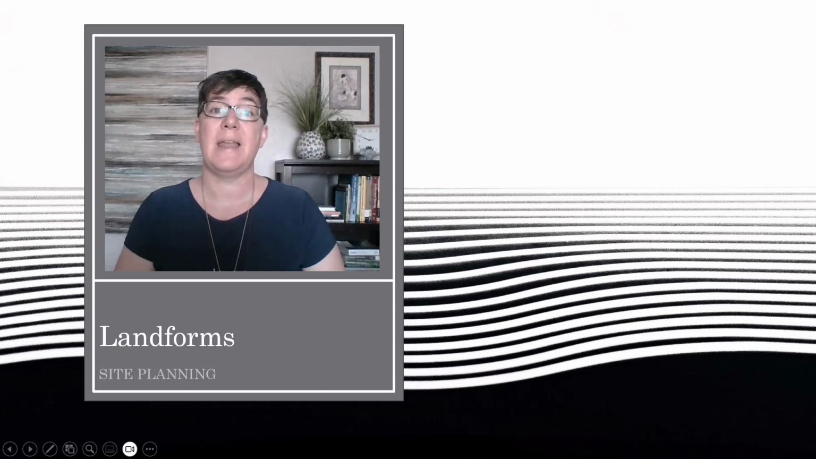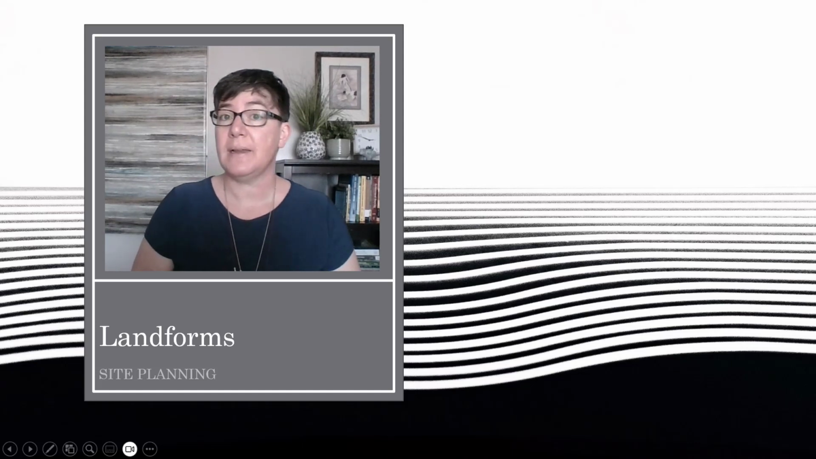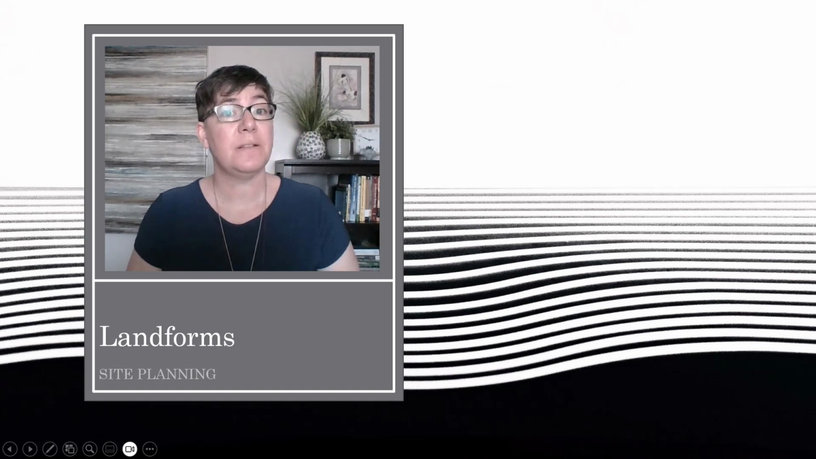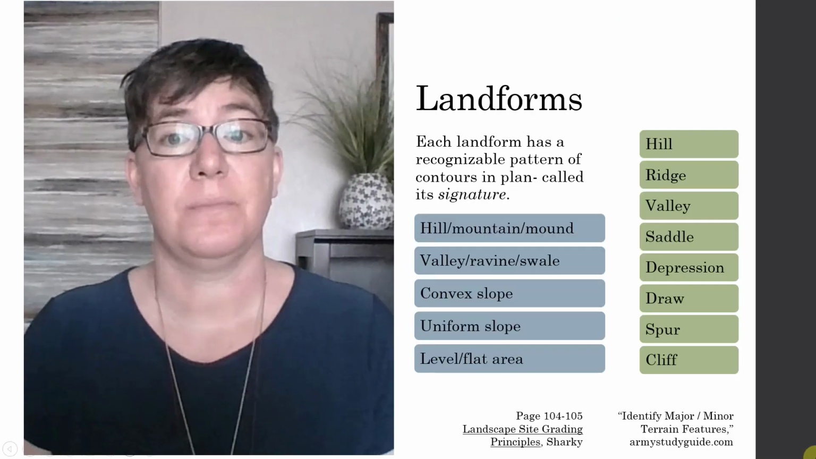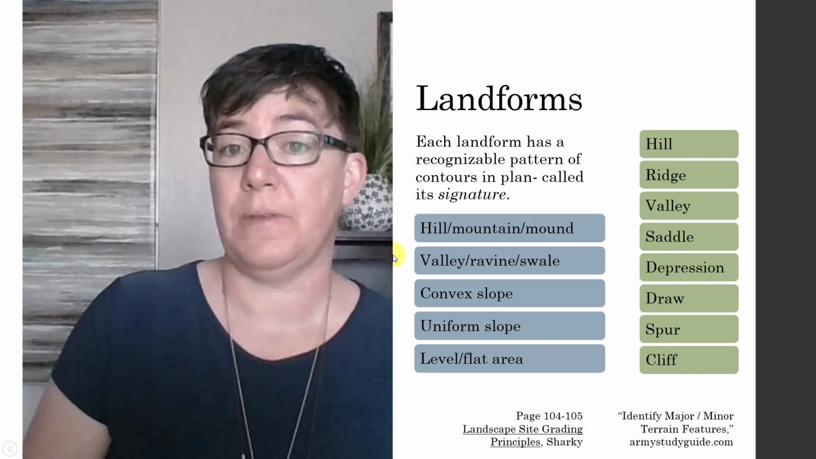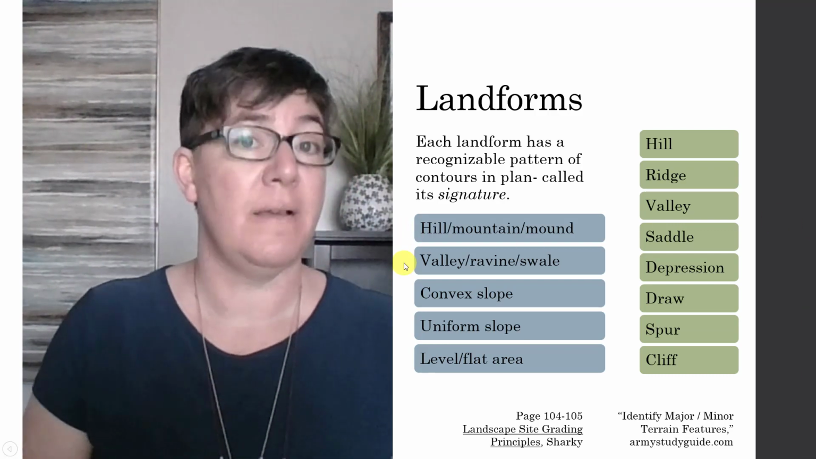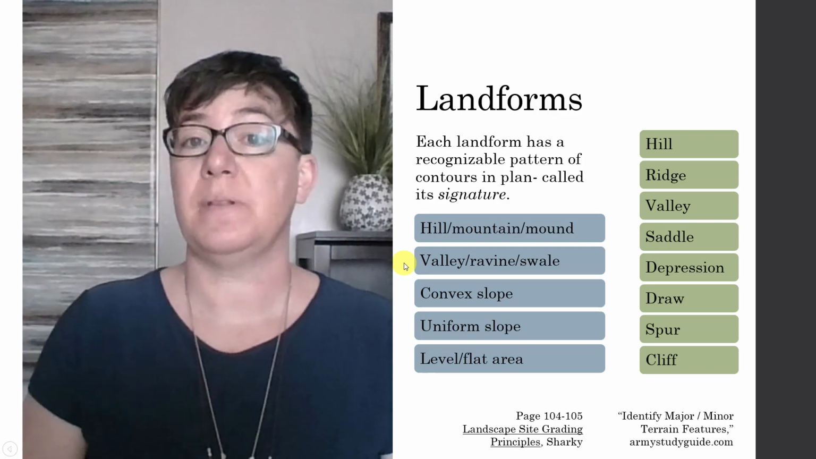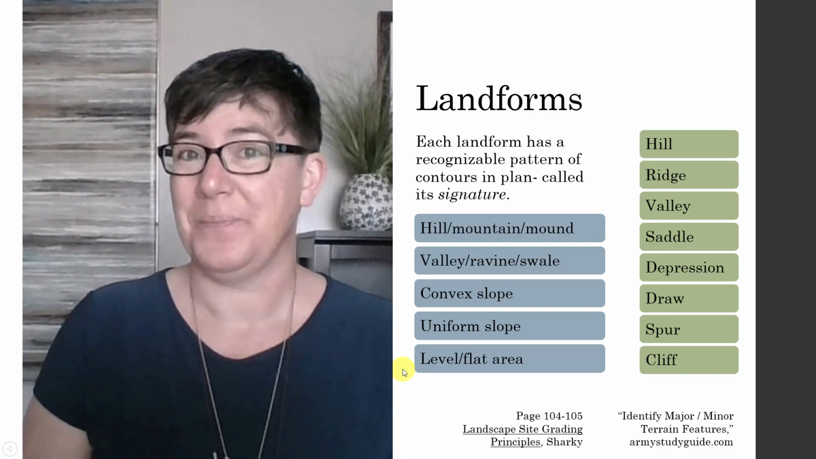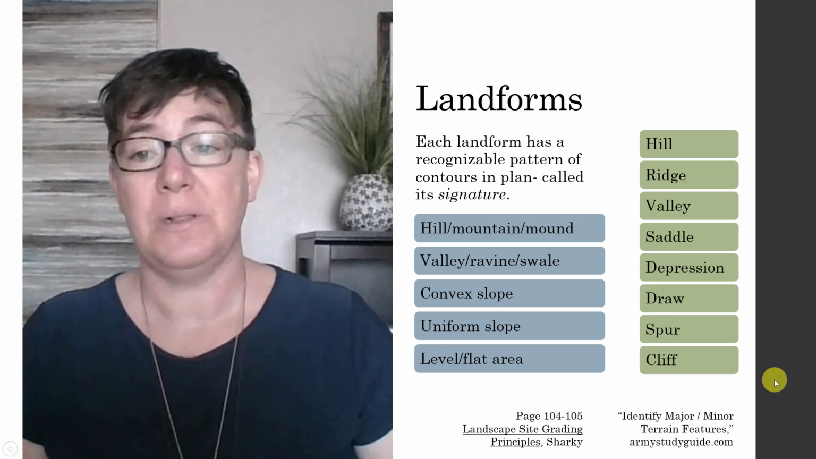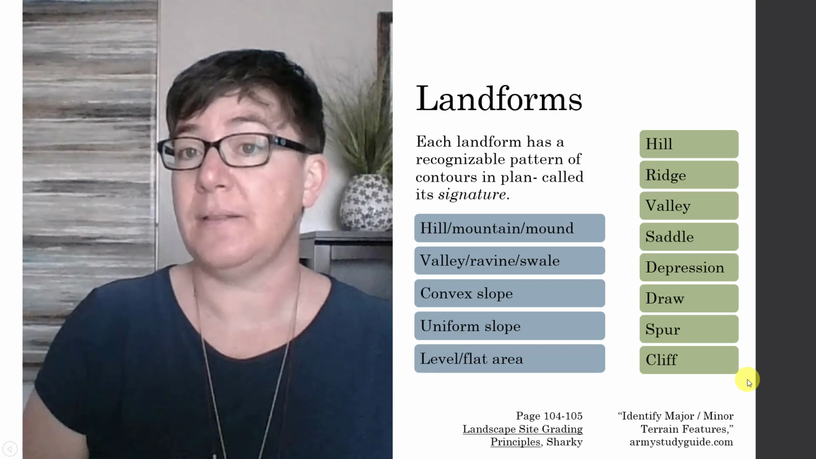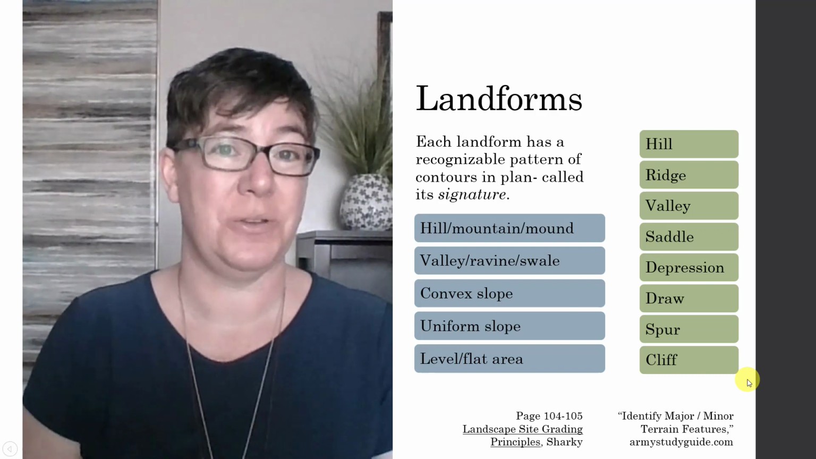Each different type of landform is going to have a recognizable pattern of contours, right? And this is called its signature. Your textbook reviews a couple of them: a hill, a valley, a convex slope, a uniform slope, and a level or flat area. And then in your module, I've placed another resource that goes into some more detail about different terrain features.